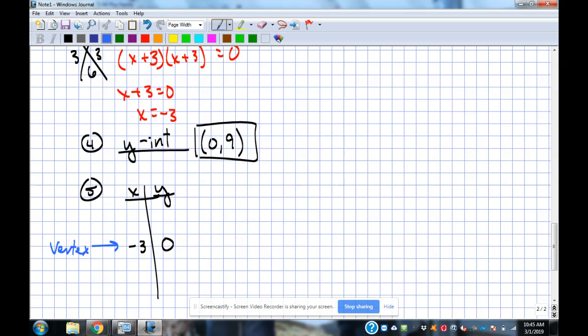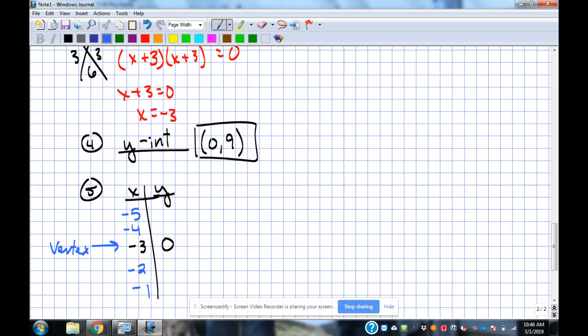So I'm going to pick 2 X values to the left of -3. So that'd be like -4, -5. And then 2 X values that are close to the same distance away from -3 that are on the right. So that'd be -2 and -1. Make it easy on yourself. Pick some nice ones.